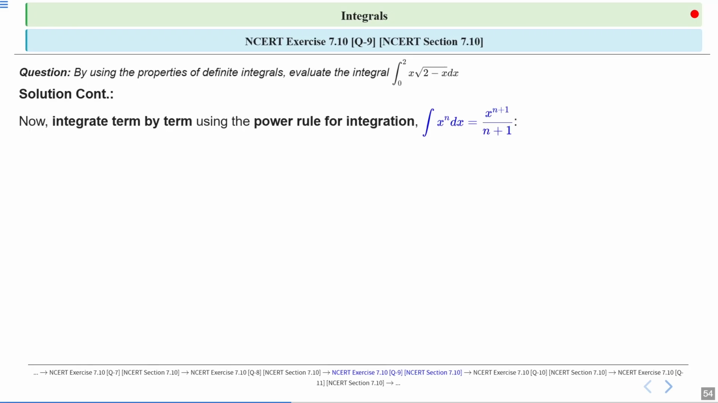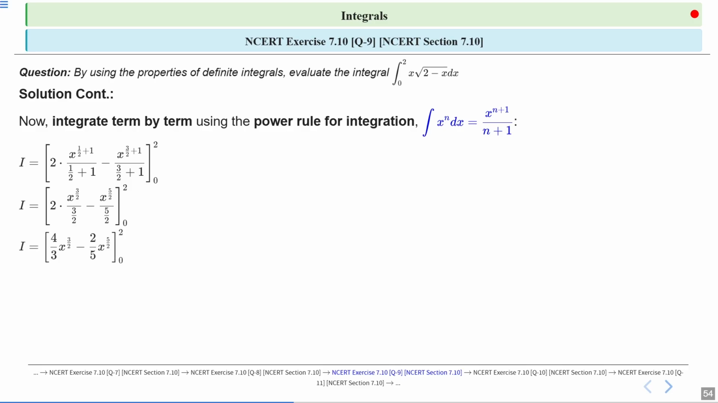Integrate term by term using the power rule for integration, that is integration of x to the n is x to the power n plus 1 by n plus 1. So it becomes 2 into x to the power 1 by 2 plus 1 by 1 by 2 plus 1, minus x to the power 3 by 2 plus 1 by 3 by 2 plus 1. Upper limit is 2 and lower limit is 0. So when we simplify, we get 4 by 3 into x to the power 3 by 2 minus 2 by 5 into x to the power 5 by 2.